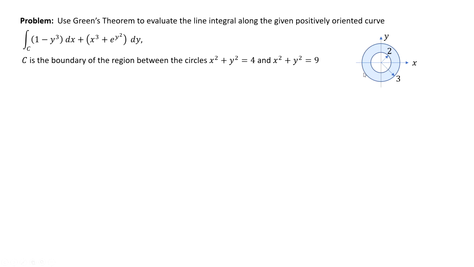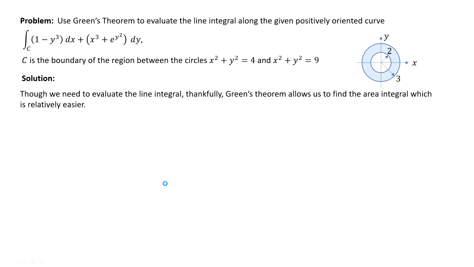So this is the area that's being bounded by the two curves, and that's what the curve actually is. C is the boundary of the region between the circles. Ooh, it's an interesting one. Okay. Fortunately, they said just go ahead and use Green's theorem. Though we need to evaluate the line integral, thankfully Green's theorem allows us to find the area integral, which is relatively easier. So we'll do the same Green's theorem thing here.